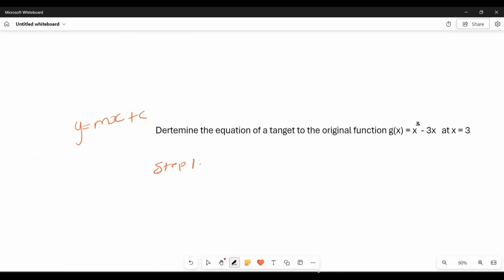Now I'm told that this tangent is a tangent to this function of g of x at x equals 3. So I already have the x value whereby both these graphs meet. So my x value is at 3. Now, how would I find the corresponding y value? I will simply substitute this 3 into the original equation to find my y. So 3 cubed minus 3 multiplied by 3, and this would be equal to my y.